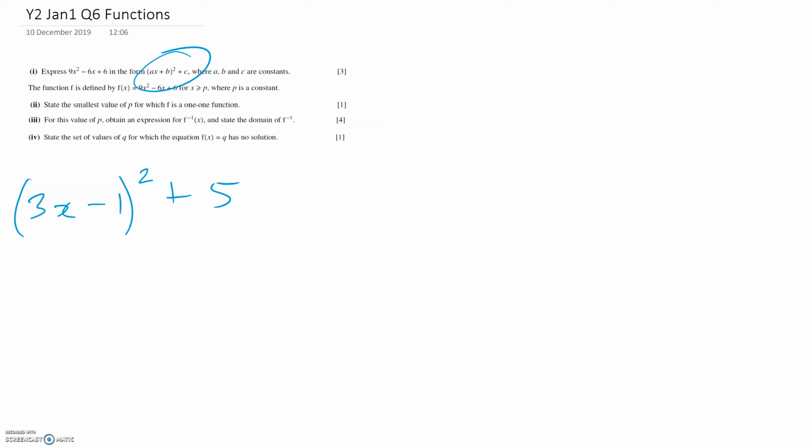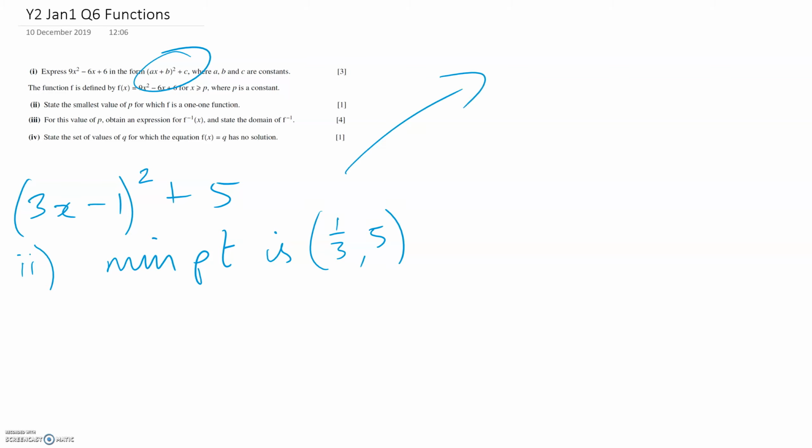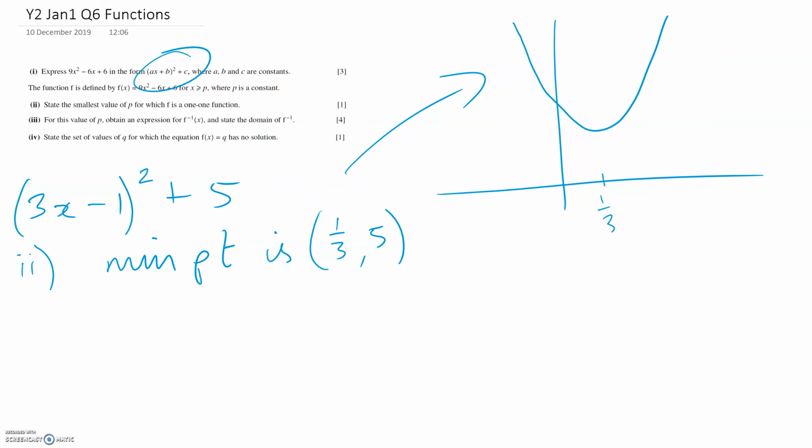This is going to help us with part 2. From this we can see the minimum point is (1/3, 5). Now if we were to sketch this graph, if I just do a quick sketch here, it would give us a graph a bit like this, where the x value is 1/3 and the y value is 5 at that minimum point.